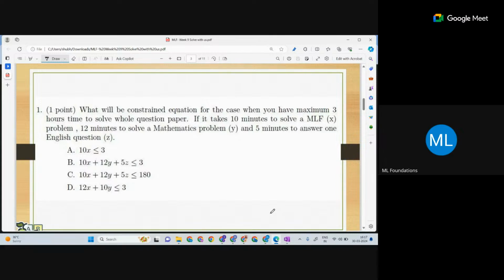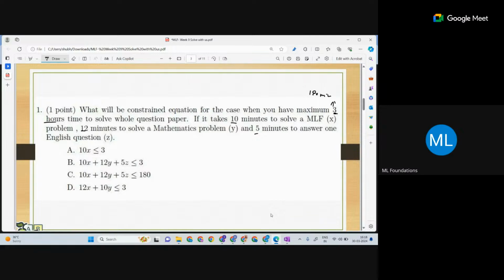Okay, so if you solve this problem, here is just a small calculation: we have to change the 3 hours into minutes, or we can change the 10-minute, 12-minute, and 5-minute into hours. So if we change it to minute form, it will be 180 minutes.